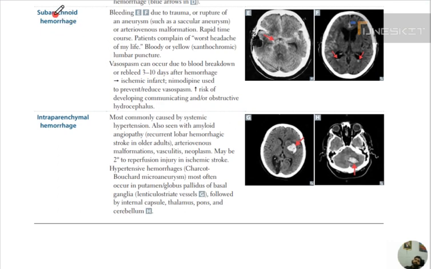The next thing is subarachnoid hemorrhage, bleeding due to trauma or rupture of an aneurysm, such as a saccular aneurysm, or arteriovenous malformation. Rapid time course. Patient complains of the worst headache of my life. Bloody or yellow xanthochromia on lumbar puncture.